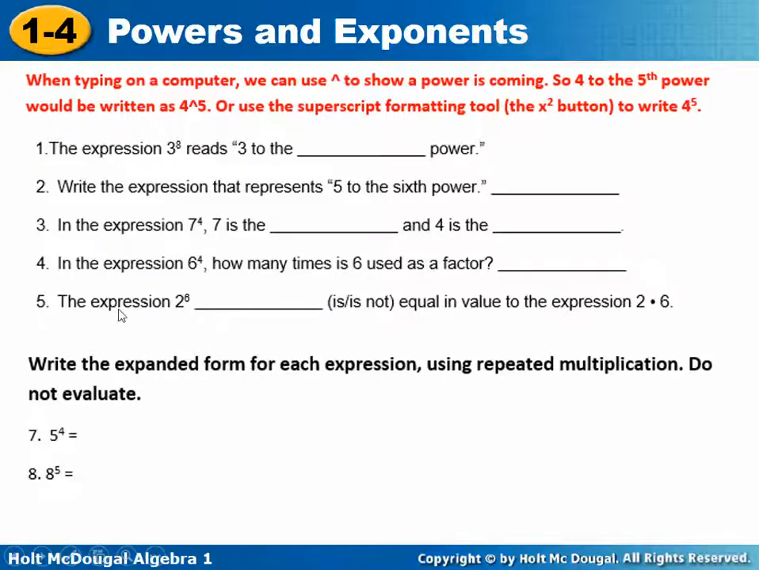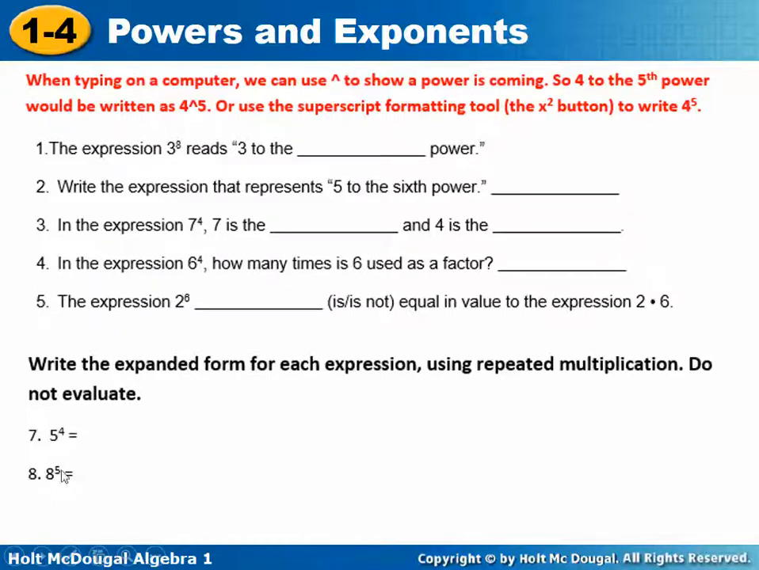And then number 5 says the expression 2 to the 6th, and you have to circle or underline or type is equal to 2 times 6 or is not equal to 2 times 6. So figure it out both ways and see if they're equal or not.